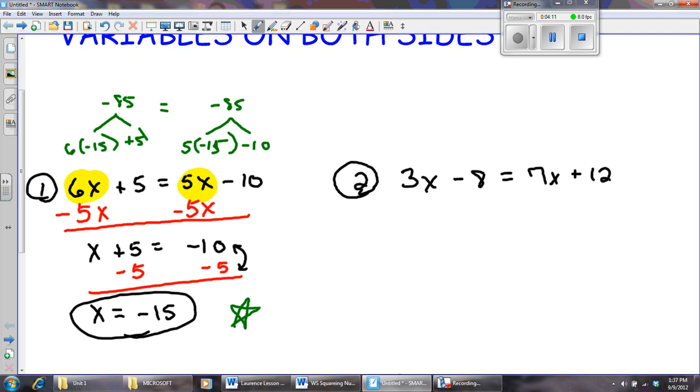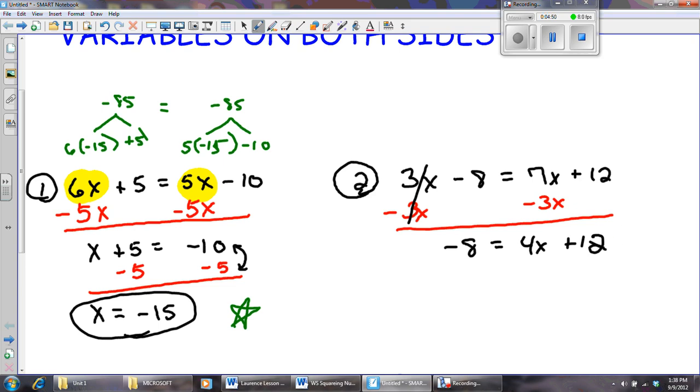All right, I'm going to go through the next couple problems a little quicker so I don't take up too much of your time. Hopefully, looking at number 2, you should be thinking of what you want to take away. You could take away the 7x, but I'm going to take away the 3x. A little trick: I suggest you always take away the smaller coefficient of x. Sometimes it'll save you a step later on. I'm going to get negative 8 because those are going to cancel. I'll be left with 7x minus 3x, that would be 4x plus 12, and now I just have a 2-step equation.